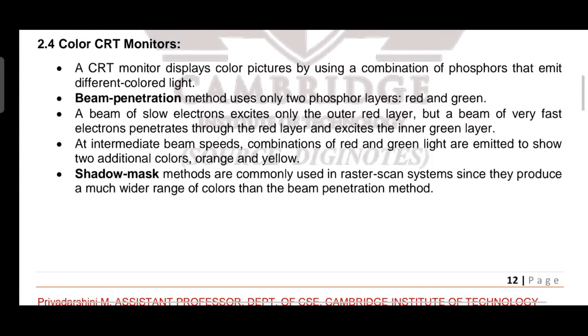So the next topic is about color CRT monitor. In the previous session, we have considered the topic of cathode ray tube. So we have gone through the principles of CRT, right? Next is about color CRT monitor.